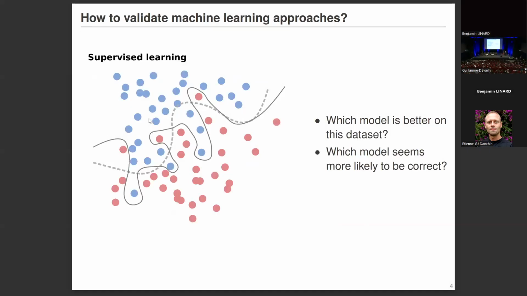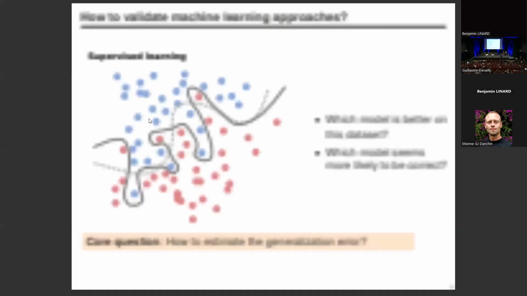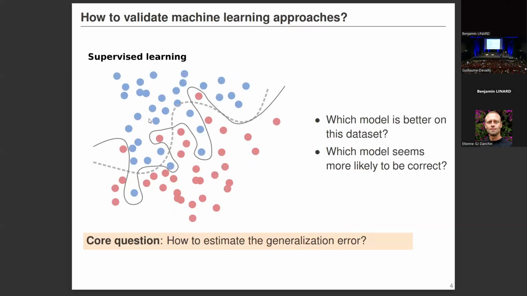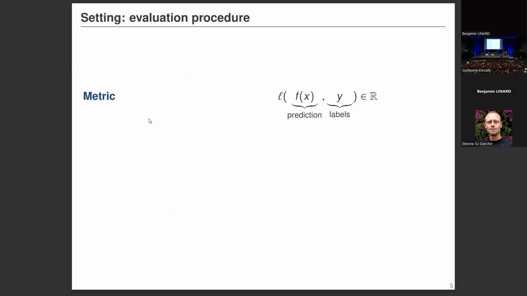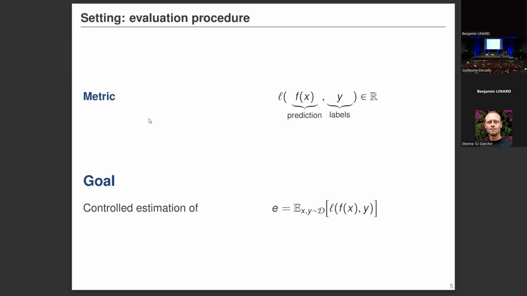And this is where it becomes a bit tricky, because in order to compare those two models, you need to estimate what we call the generalization error. So the error you're making on data that you don't have. Very classically in machine learning, the way we do it is we first define a metric, which is a function that takes your prediction and your labels and returns a score. And then the goal is to do a estimation of this error on data that you don't have, hence the expectation here.